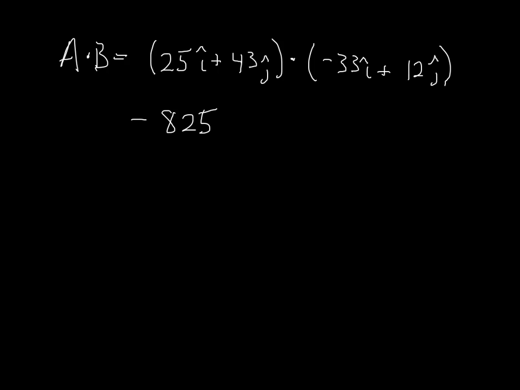What are the units of the A vector? 25 meters. What's the units of the B vector? 33 meters. Meter squared. Vector A is in meters, vector B is in meters. You multiply them together, you get square meters.